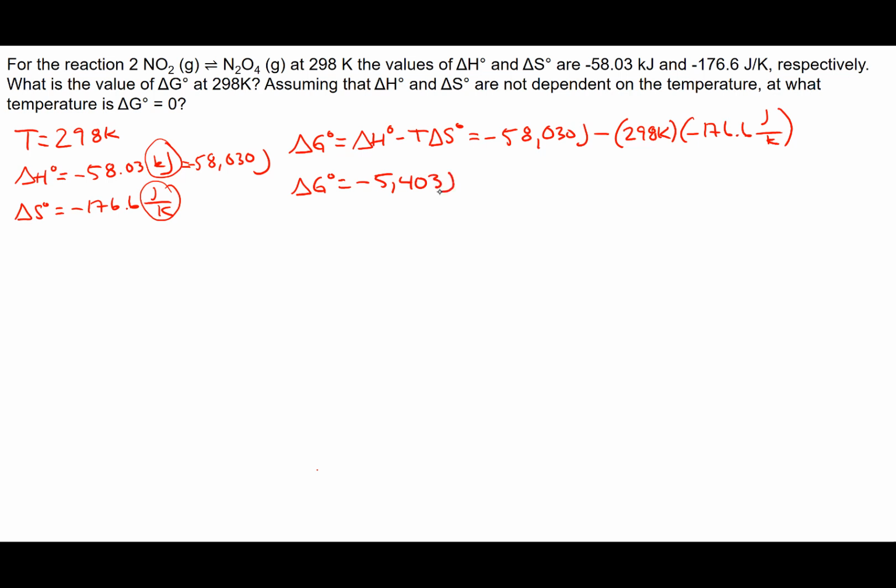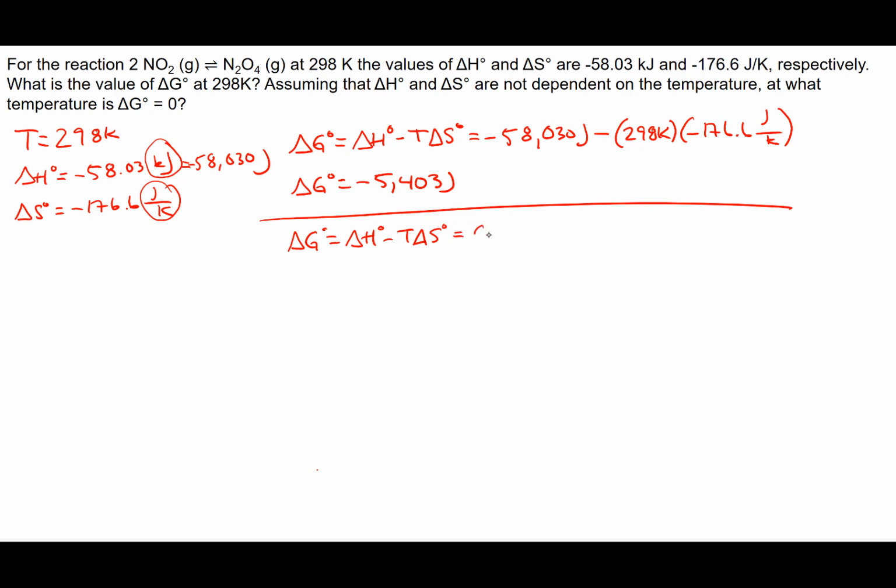So now the second half of the problem. If we're assuming that delta H and delta S aren't temperature dependent, we want to figure out at what temperature this reaction becomes non-spontaneous, which is essentially what this is asking, where it says at what temperature does delta G equal 0? So if we use this equation right here, we have delta G equal to delta H minus T delta S.